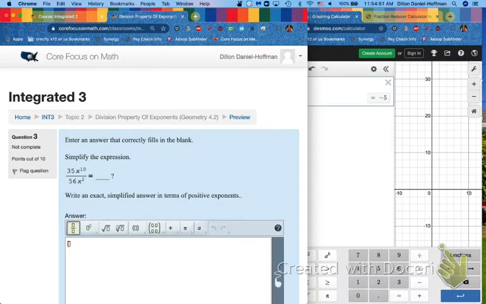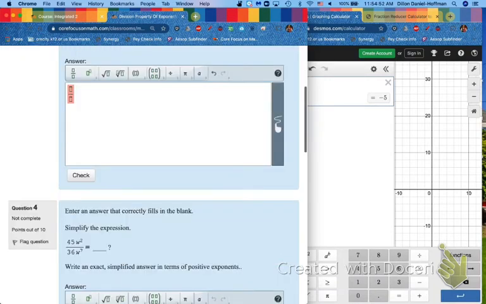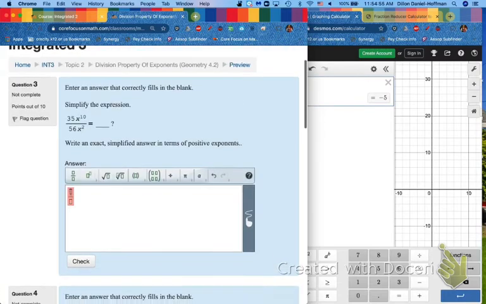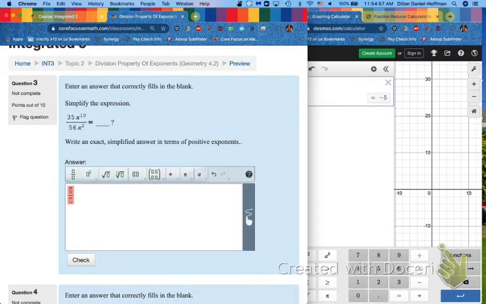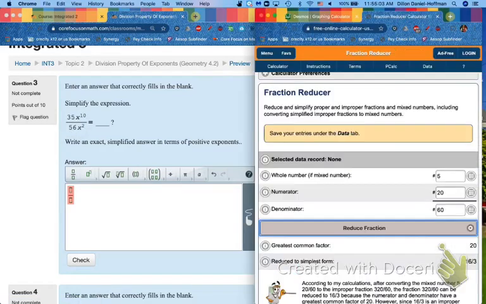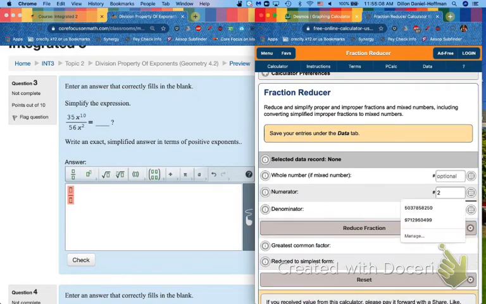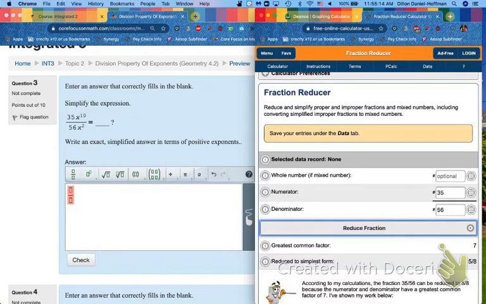I'm going to make a fraction for both 3 and 4, but I'll do one at a time. So number 3. I need to reduce 35 over 56. I'm going to ignore my x's for now. So I go into my fraction reducer, and I type in, I've got no whole number there, but I've got 35 over 56. And then I hit reduce fraction.